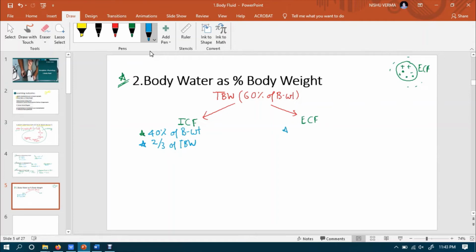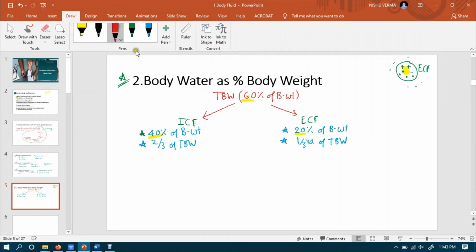And when dealing with the ECF, extracellular fluid, it will be 20% of the body weight, and 1/3 of the total body water. So here we can see 60, 40, 20. We can call it the 60-40-20 rule. Total body water is 60% of the body weight, whereas the ICF is 40% of the body weight, and the extracellular fluid is 20% of the body weight.